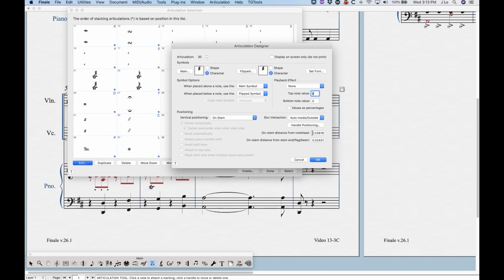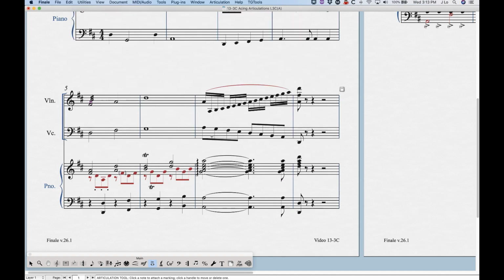These two entries are putting padding between, in this case, one side of the articulation and the note head, and the other side of the articulation and the end of the stem, the flag, or the beam, right? So there's a little bit of padding between, right? So these numbers will change that amount of padding, if you think there's too little or too much.